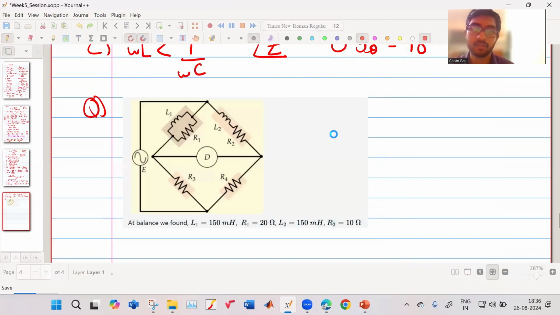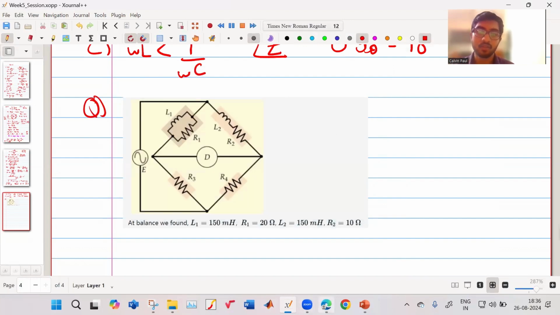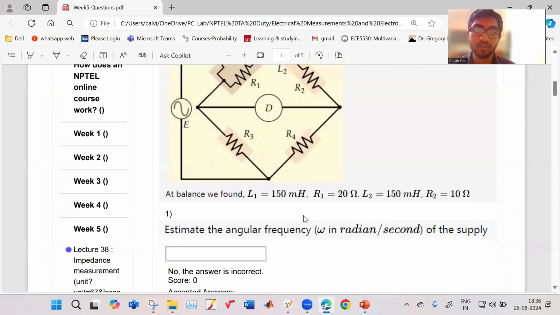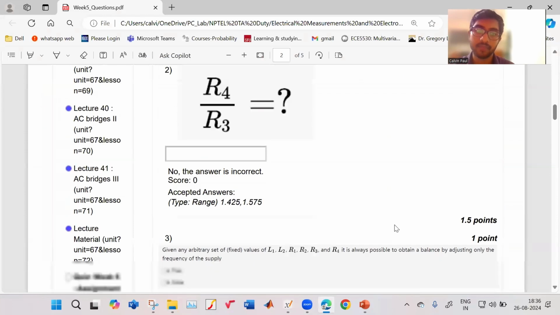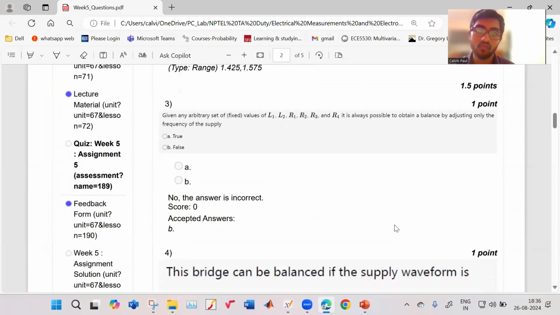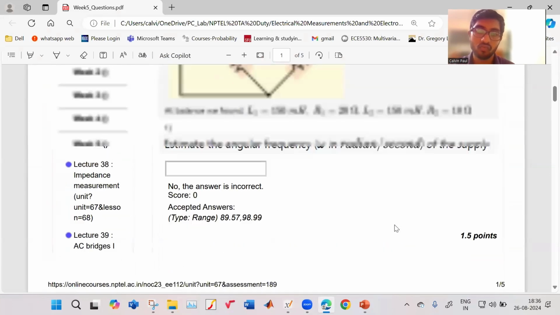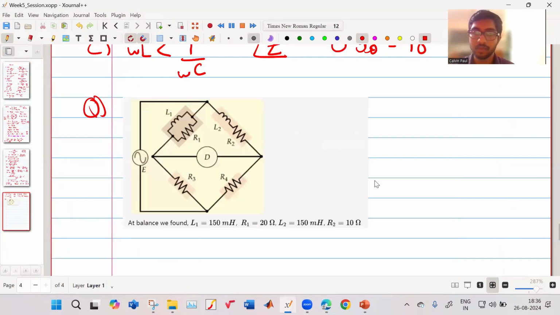So this is the question. What are they asking? We want to find the angular frequency. R4 by R3. So this is the bridge, and we want to find what is the angular frequency.